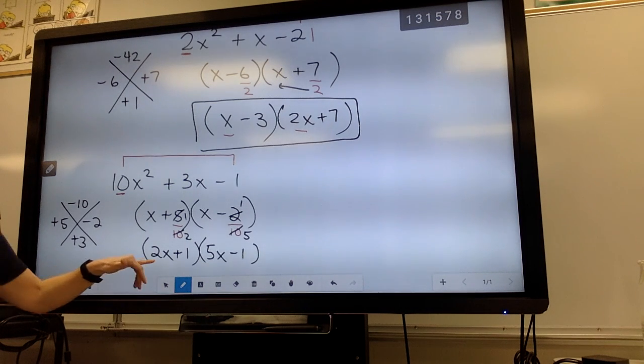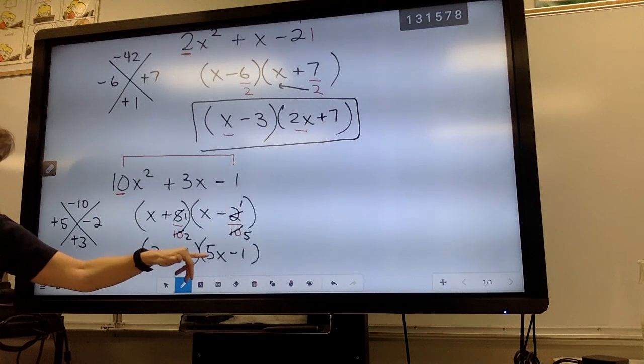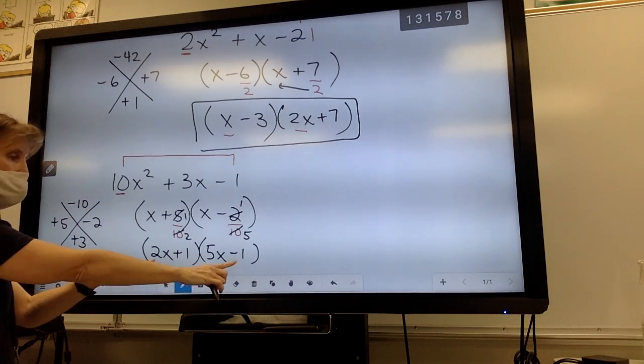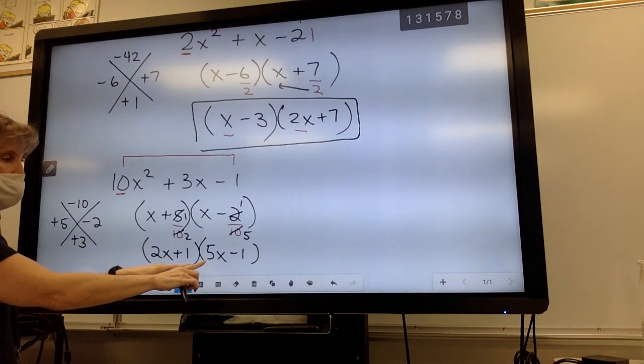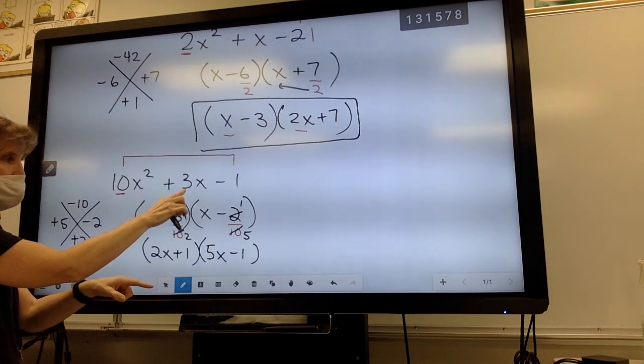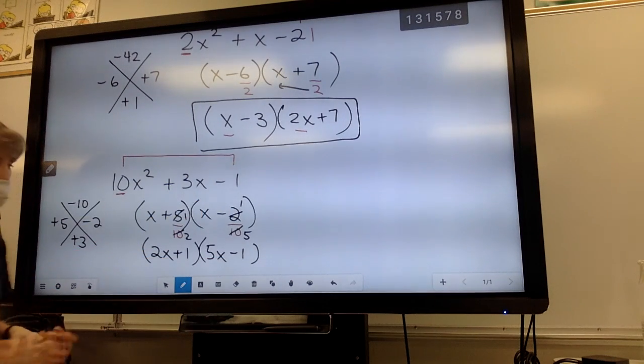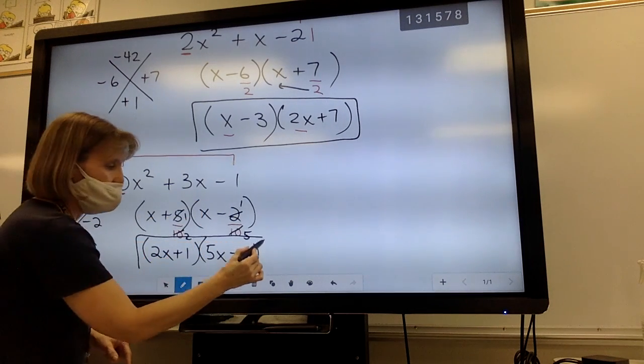And then check. First term times first term, 2x times 5x. That's where my 10x squared comes from. Outside product's negative 2x. Inside product's a positive 5x. That's where that positive 3x is coming from. Last term times last term is your negative 1. There's my two factors right there.